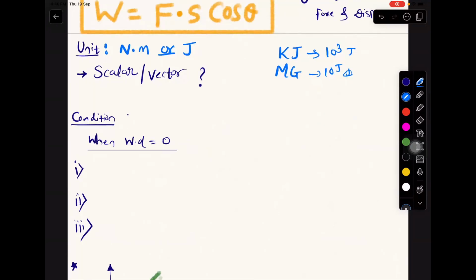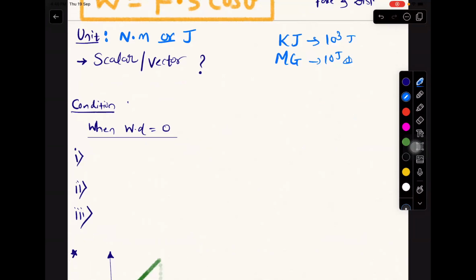Now there are three conditions when the work done can be zero: when there is no force applied, when no displacement happens, and the third, when the force and displacement are perpendicular.